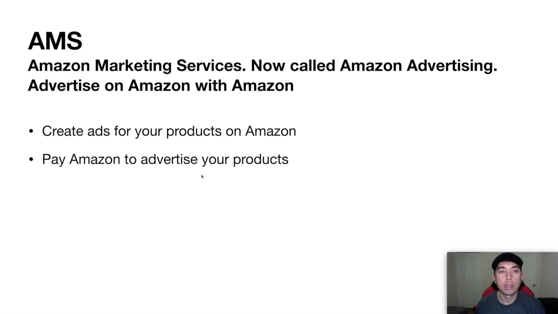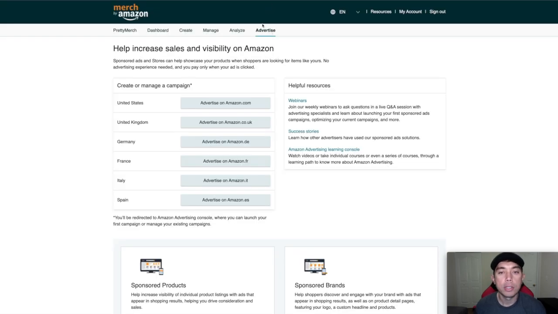You may have seen in an older slide, that previous slide, a sponsored ad post. So those sponsored ads are because of Amazon Advertising. Let me show you a little bit. You may have noticed this tab here, it says Advertise. If you click on that, on the Merch by Amazon, you'll get this page and it says help increase sales and visibility on Amazon. So this portal, by clicking on these, will take you to AMS or Amazon Advertising, which is that right now.